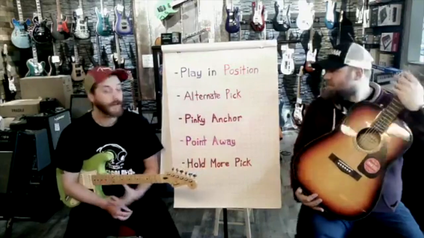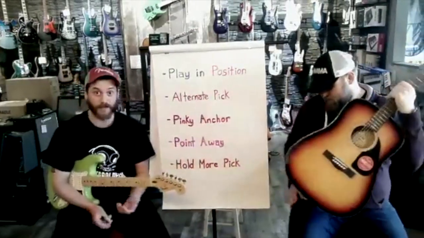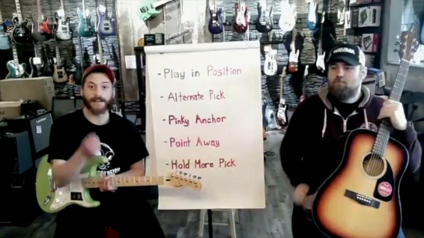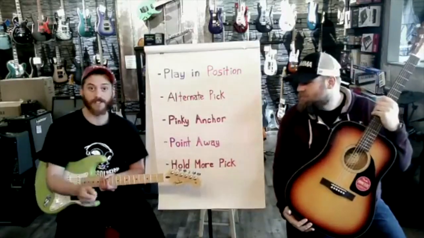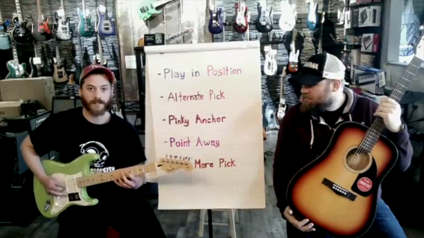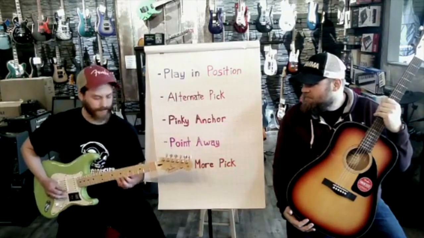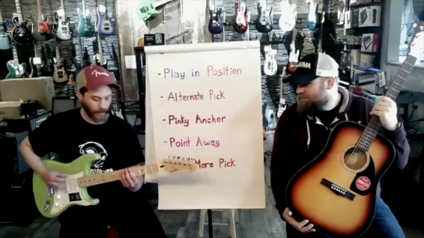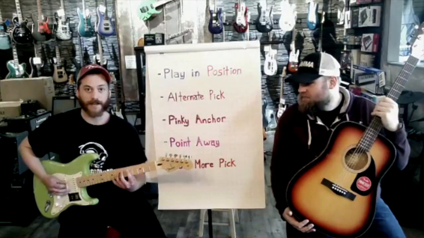All right. Alternate picking. What that means is as we're moving up and down the strings with our pick, we're going up and down. We're not just doing downstrokes and we're not just doing upstrokes. Because if I'm just doing downstrokes, it's not as fast or efficient as if I alternate pick. So I'm going down, up, down, up, down, up, down, up.